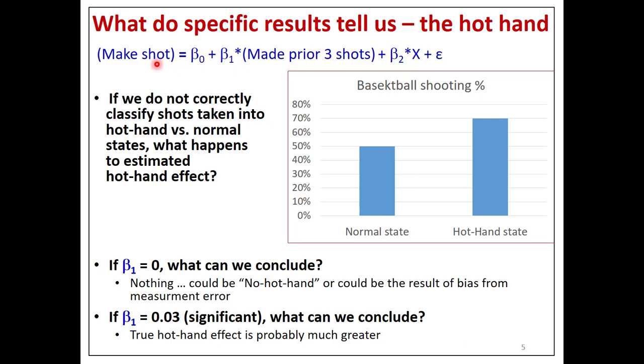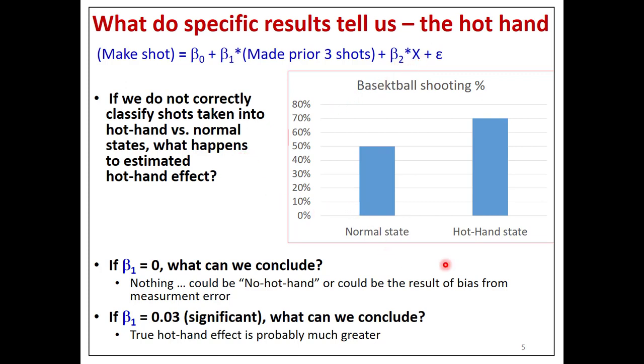Then they'll regress that on some variable that tries to indicate how well they are playing. Might they be in the hot hand state? What's been used is an indicator for whether they made their prior 3 shots or not. Then perhaps other variables are controlled for.